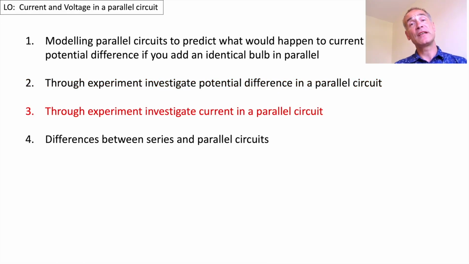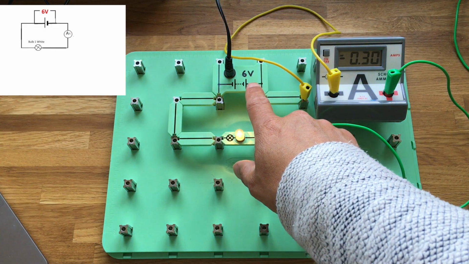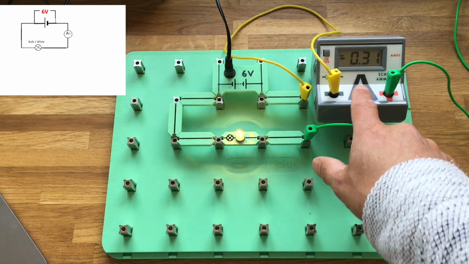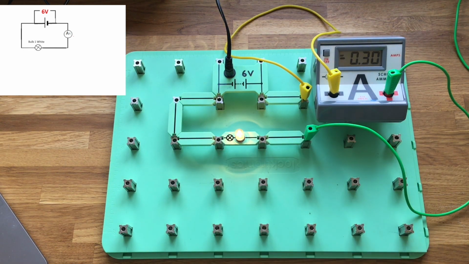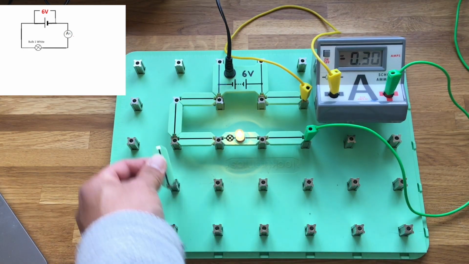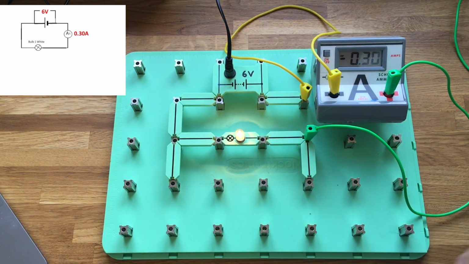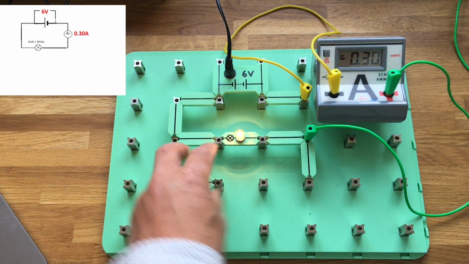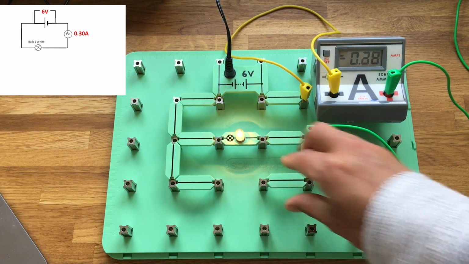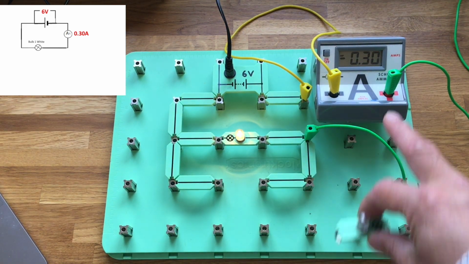Now let's have a look to see whether my predictions for current in a parallel circuit were also correct. So at the moment I've just got a series circuit with 6 volt power supply, and I've got 1 bulb, and the current flowing around the circuit is 0.3 amps. What we're now going to do is add another bulb in parallel and see what happens to the current flowing out of the power supply.